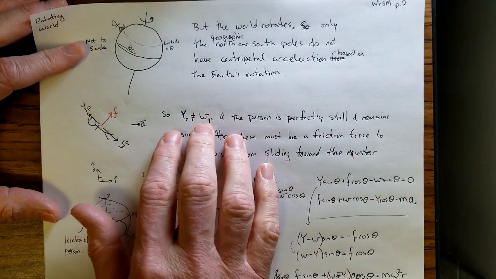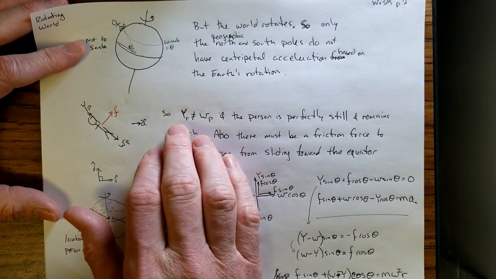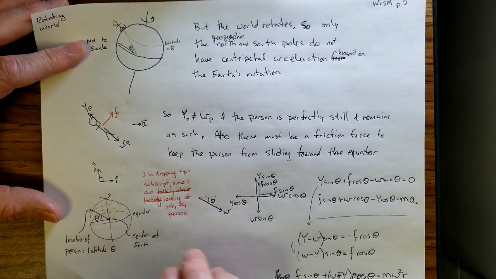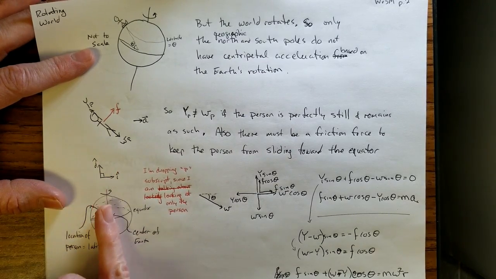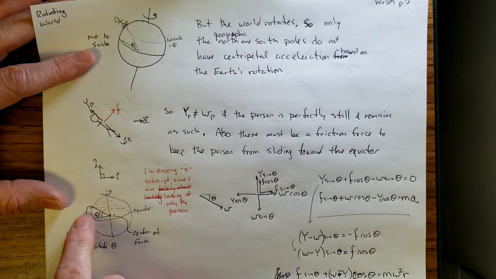So at this point, I'm only talking about the person, so I'm not going to worry about the subscript. So Y is normal force, W is weight, acting on the person. Drawing it a little bit differently so that my axis of rotation is up and down, and I establish my i hat and j hat like that, and then I'm looking at the person at that moment right there, latitude theta.